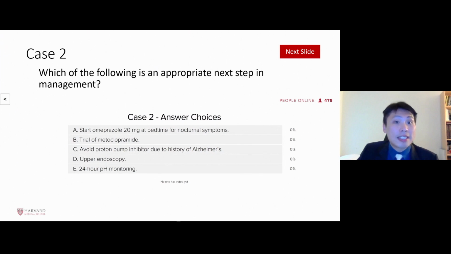So the question is, which of the following is an appropriate next step in the management? Is it A, starting omeprazole 20 milligrams at bedtime for his nocturnal symptoms? B, trial of metoclopramide? C, avoid PPI because he has a history of Alzheimer's? D, perform an upper endoscopy? Or E, perform a 24-hour pH monitoring?